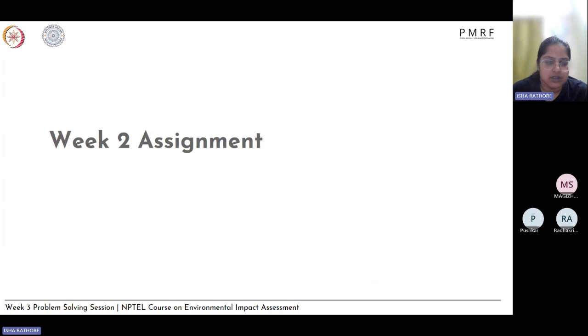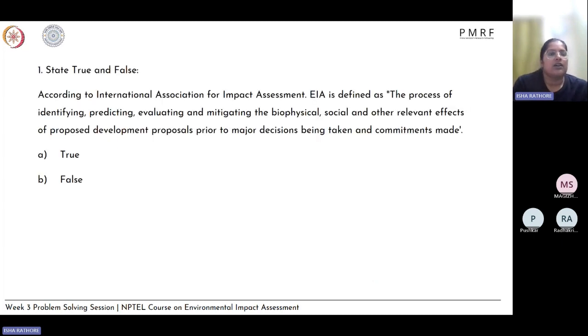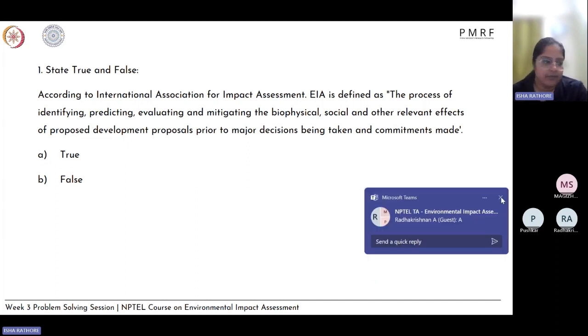So this was for week 1. Now let's look at the week 2 assignment. Again, the deadline for the week 2 assignment has also passed. So the first question is state true or false. According to the International Association for Impact Assessment, the IAIA, EIA is defined as the process of identifying, predicting, evaluating, and mitigating the biophysical, social, and other relevant effects of proposed development proposals prior to major decisions being taken and commitments made. So is the statement true or false?